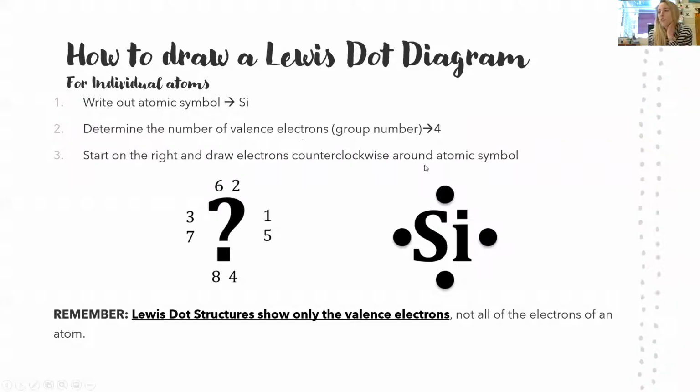So we determine the number of valence electrons for silicon. It is in group 4A, so we say it has 4. Then we're going to start on the right-hand side, and we're going to draw counterclockwise. We just drop them as we go. 1, 2, 3, 4. If we had more than 4, we would keep going until we had a total of 8. But since silicon only has 4, it only has 4 around it. So remember, Lewis dot structures only show valence electrons. Silicon actually has 14 electrons. We don't show all of them. We only show the valence electrons.